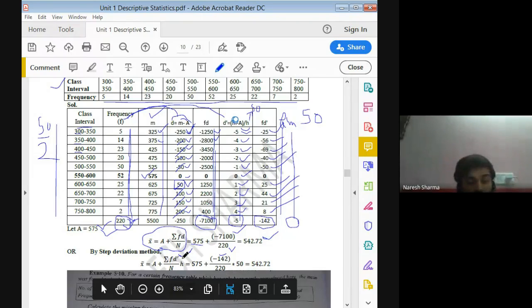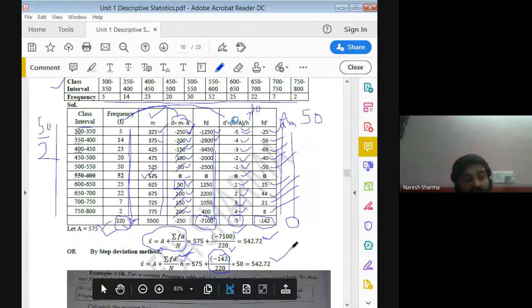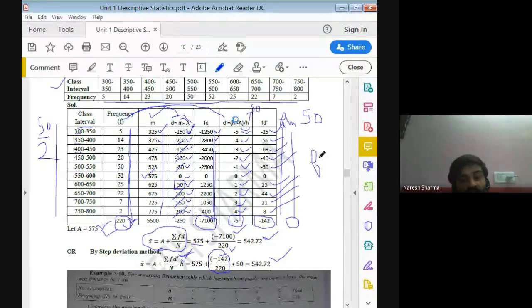220. Now, this is important. You also multiply this complete calculation, that is minus 142 by 220 into 50. So after calculating this, you get 542. So the same question you can solve by the simple formula, f into mean, summation divided by total frequency.